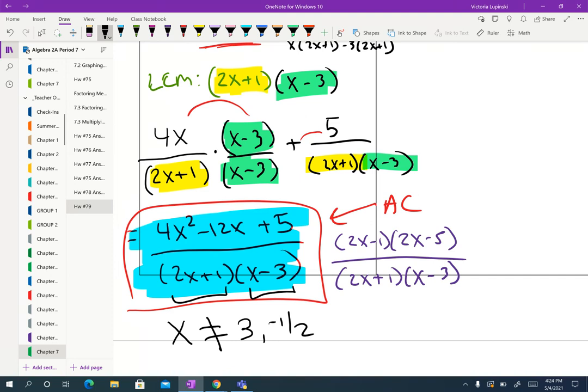So hopefully that's enough, at least to help get you started. Maybe you still will have a little bit of trouble with some of the challenging ones, but at least you might be better off than you were to start with. Okay, so go back and retry the rest of homework 79, and we will go over it together next time in class.